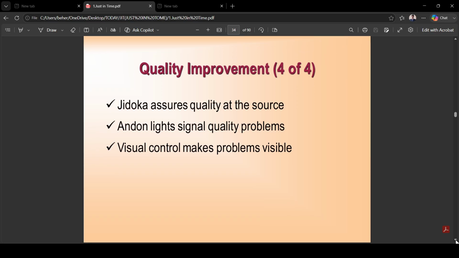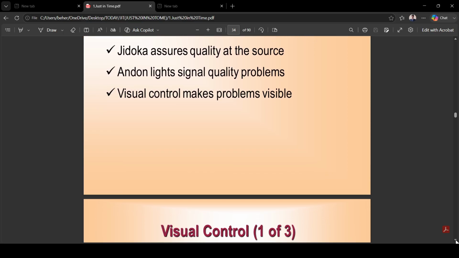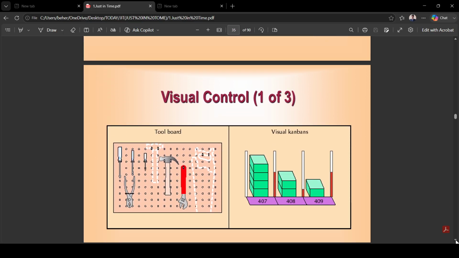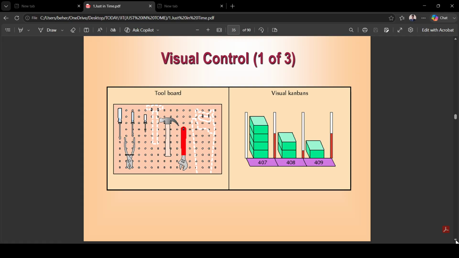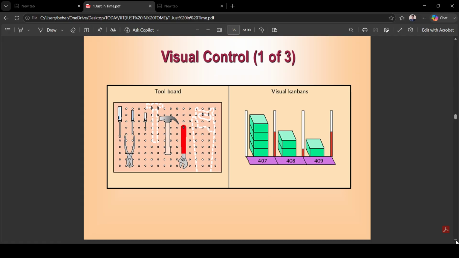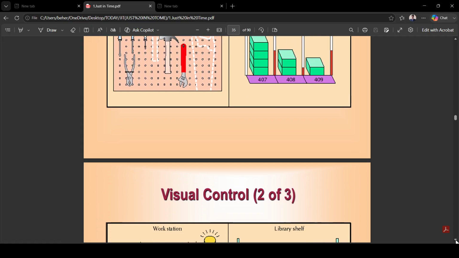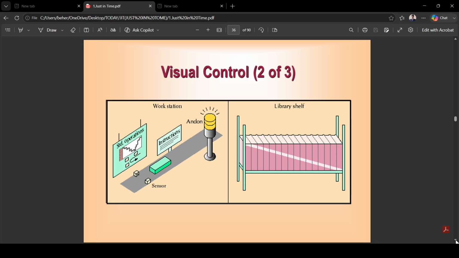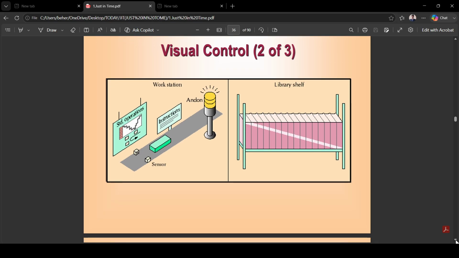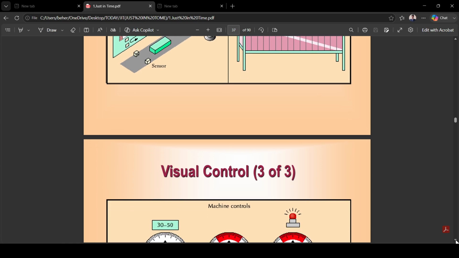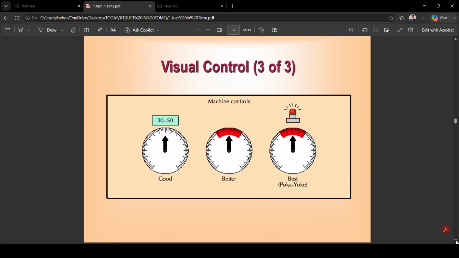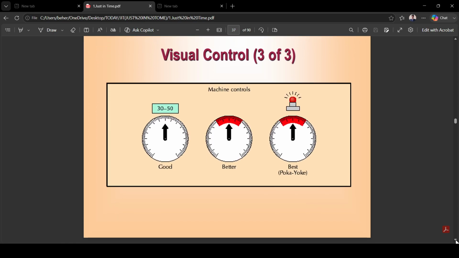Jidoka assures quality at the source, andon signals quality problems, and visual control makes problems visible. Visual control: tool board, visual Kanban, workstation, sensor, machine control, good, better, best.